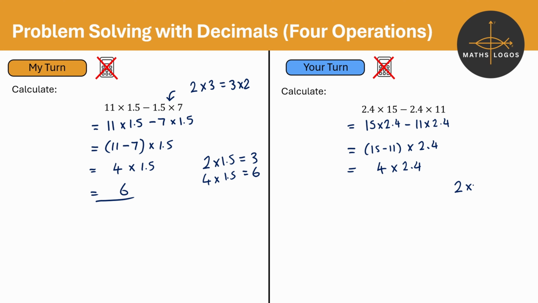If I know that 2 multiplied by 2.4 is 4.8, so just multiplied each of those by 2, then I can work out what 4 lots of 2.4 is going to be. Well, it's just going to be double this. So I need to do 4.8 multiplied by 2. 2 multiplied by 8 is 16, exchange for the 1. 2 multiplied by 4 is 8, add on the 1 to give me 9. So this is 9.6. And that's my answer to this calculation. So hopefully you got that.